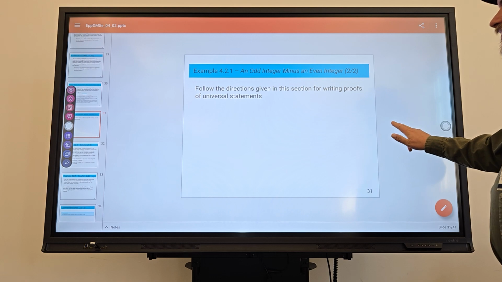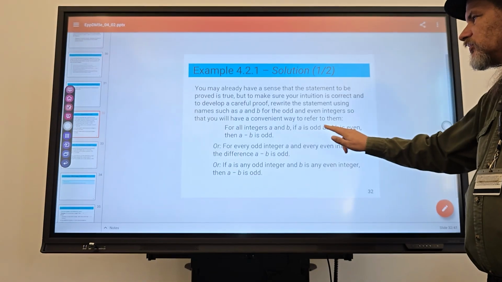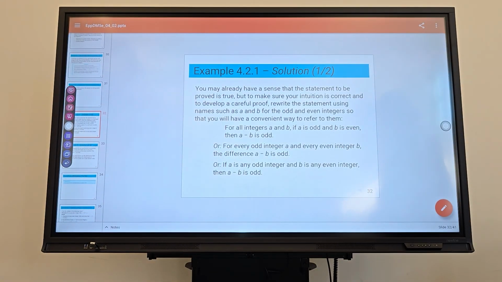Follow the directions given in this section for writing proofs of universal statements. Develop a careful proof. Rewrite the statement: for all integers a and b, if a is odd and b is even, then a minus b is odd. That is the way to refer to it.